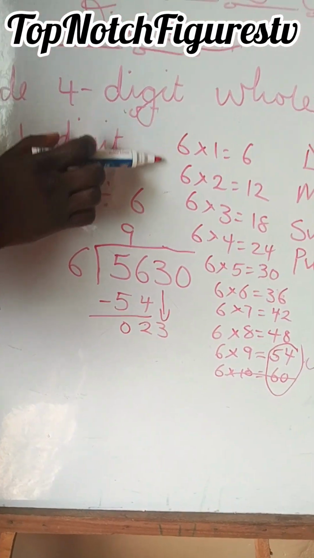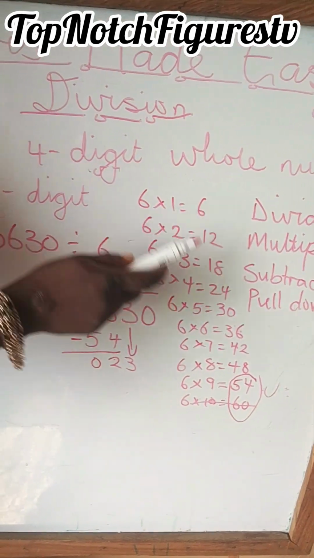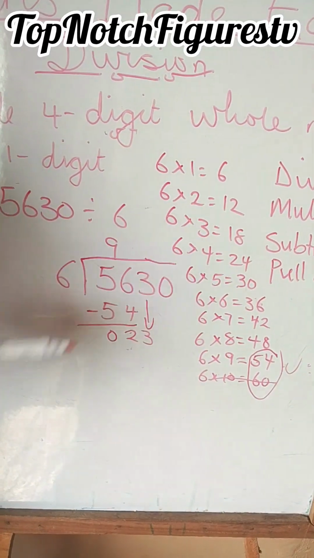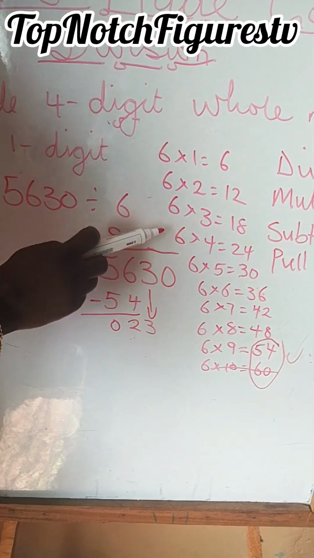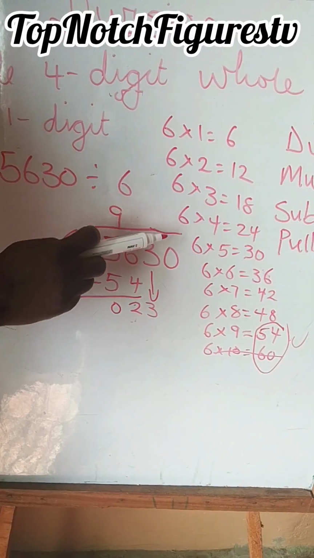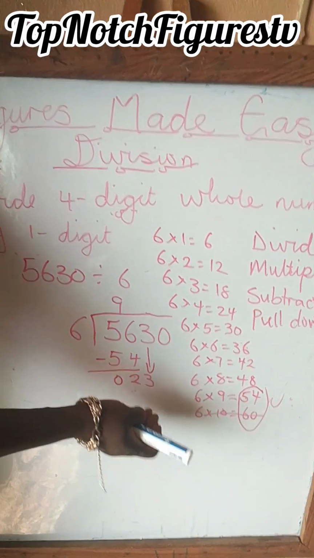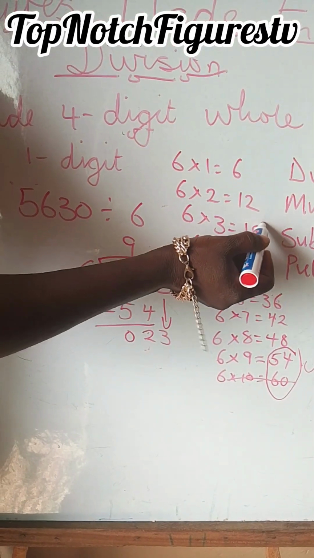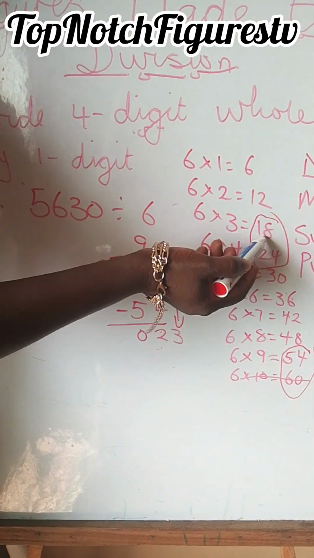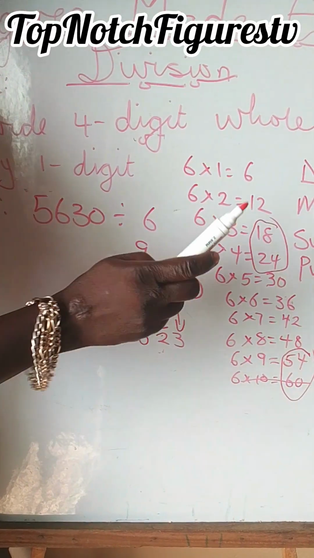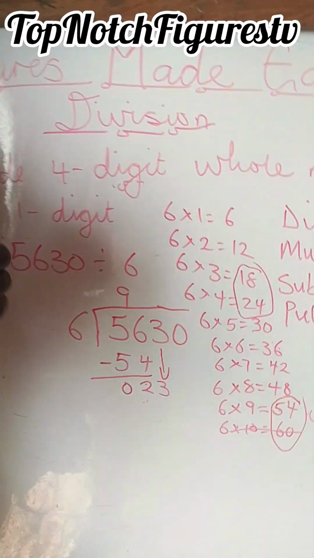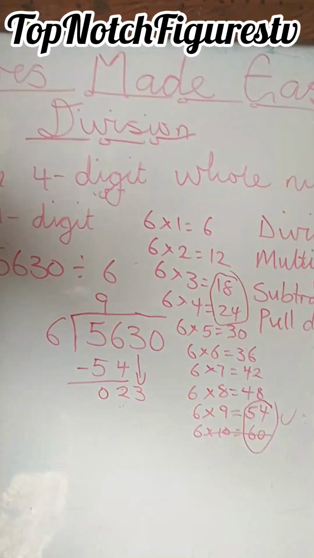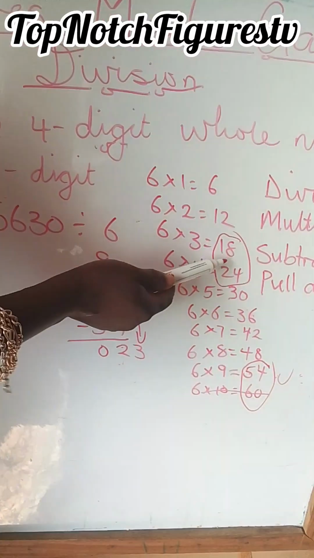Now let us look at this again. Check out in the tables of 6, which number is closer to 23 but not more than 23? So we have it around here. 18 is closer and not more than. But 24 is even closer, but it's more than 23. So we go for 18.